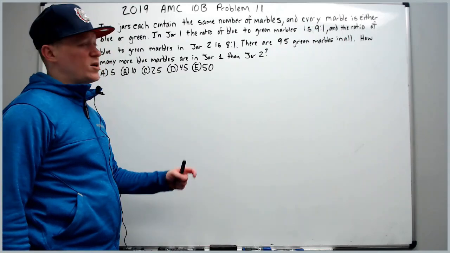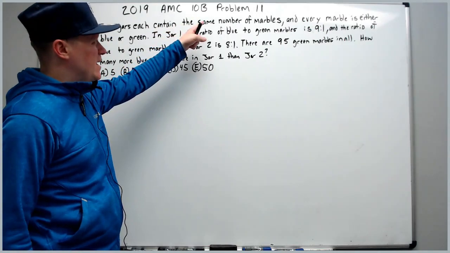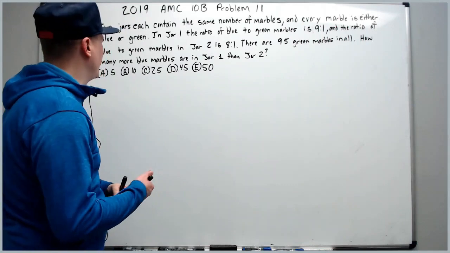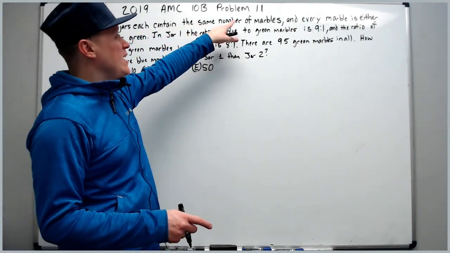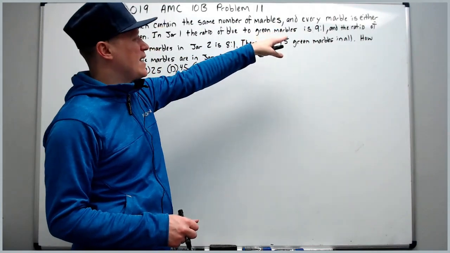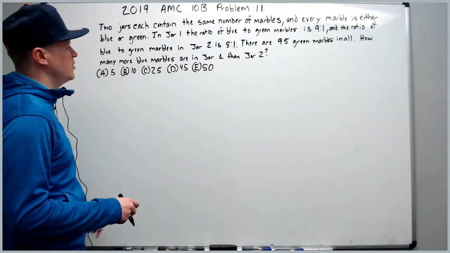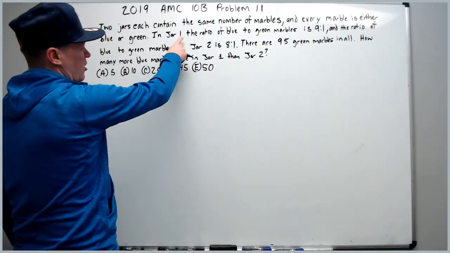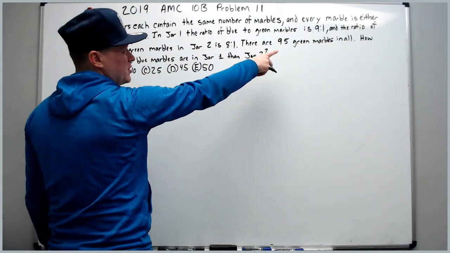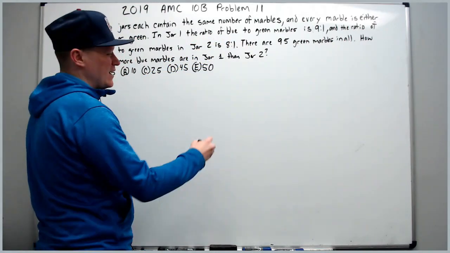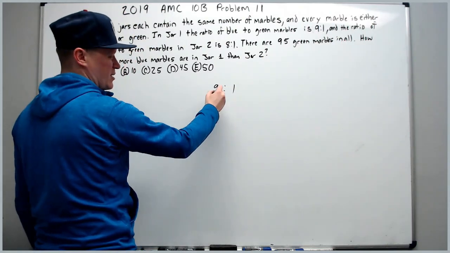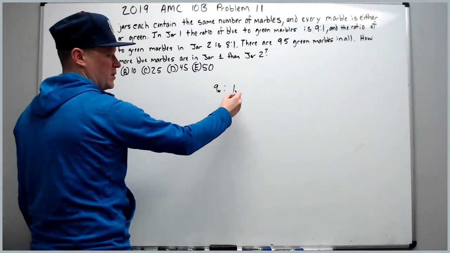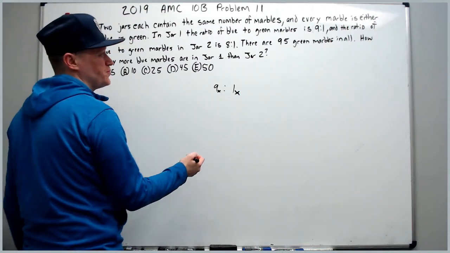All right, this is the 2019 AMC 10B problem number 11. Two jars each contain the same number of marbles, and every marble is either blue or green. In jar 1, the ratio of blue to green is 9:1. In general, when you see a ratio written with a ratio symbol especially, just add a little x next to both as a scale factor.